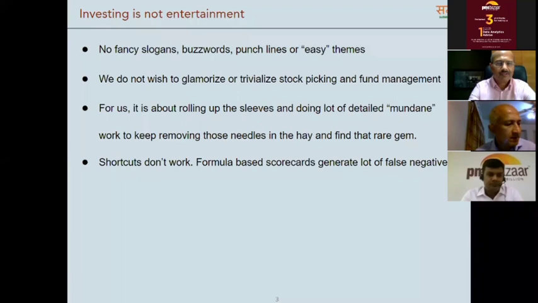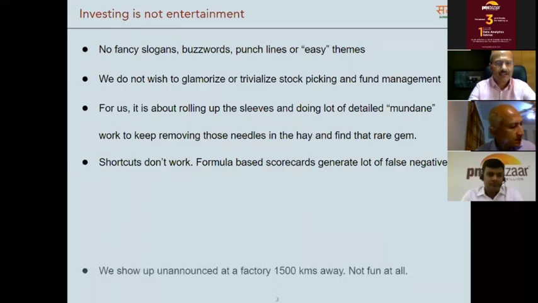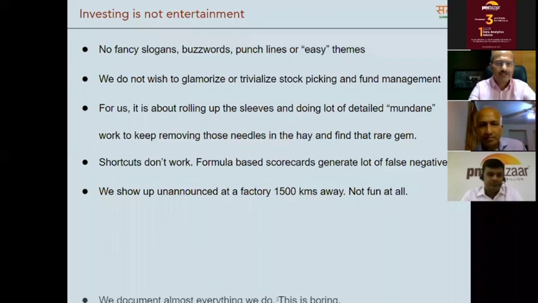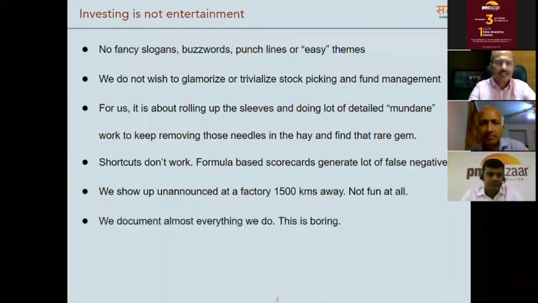I've seen a lot of work, some of these formula-based scorecards. Those are interesting things to look at, but we also find that they generate a lot of false negatives. So there is no simple formula for us. And we do a lot of not interesting things like show up at a factory 1,500 kilometers away unannounced just to see what's happening when we hear about a factory situation of a shutdown, for example.